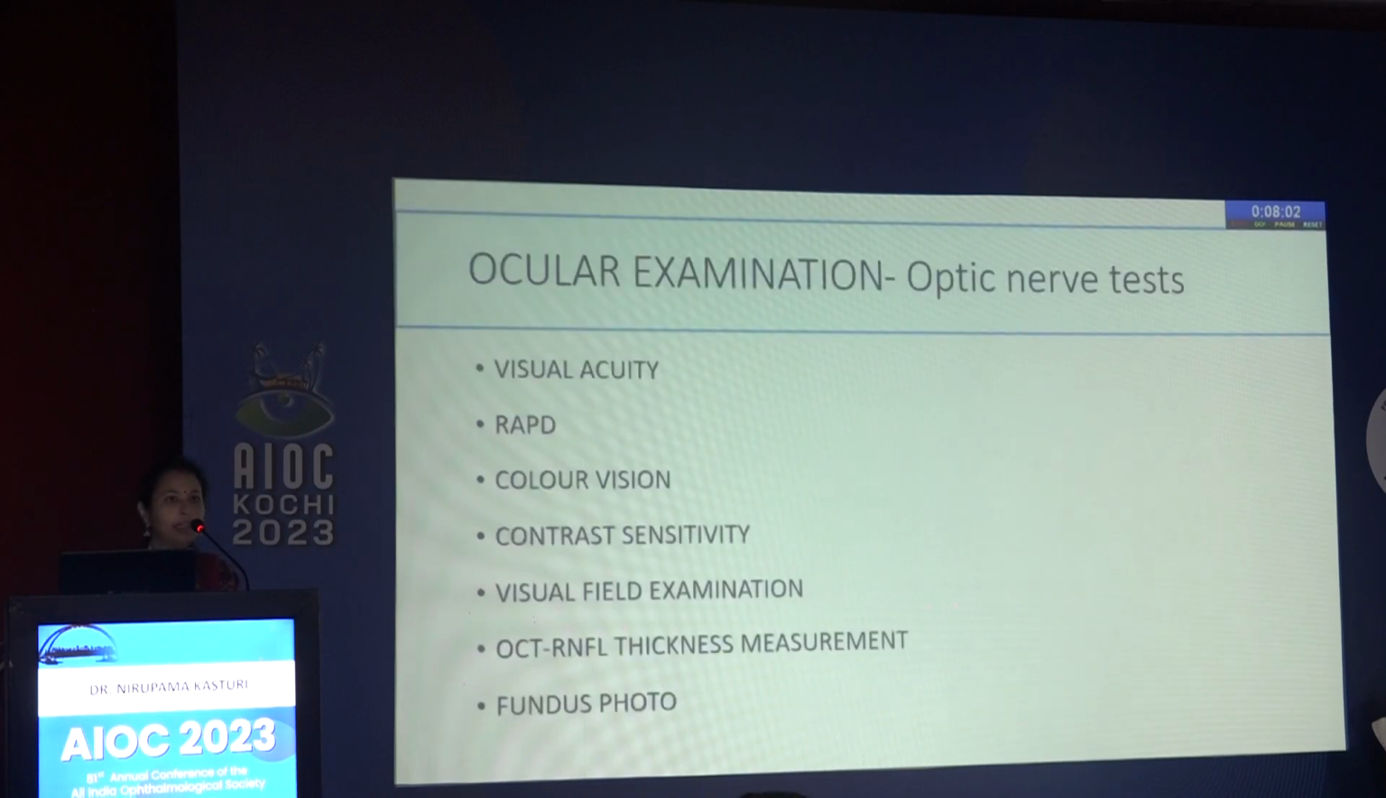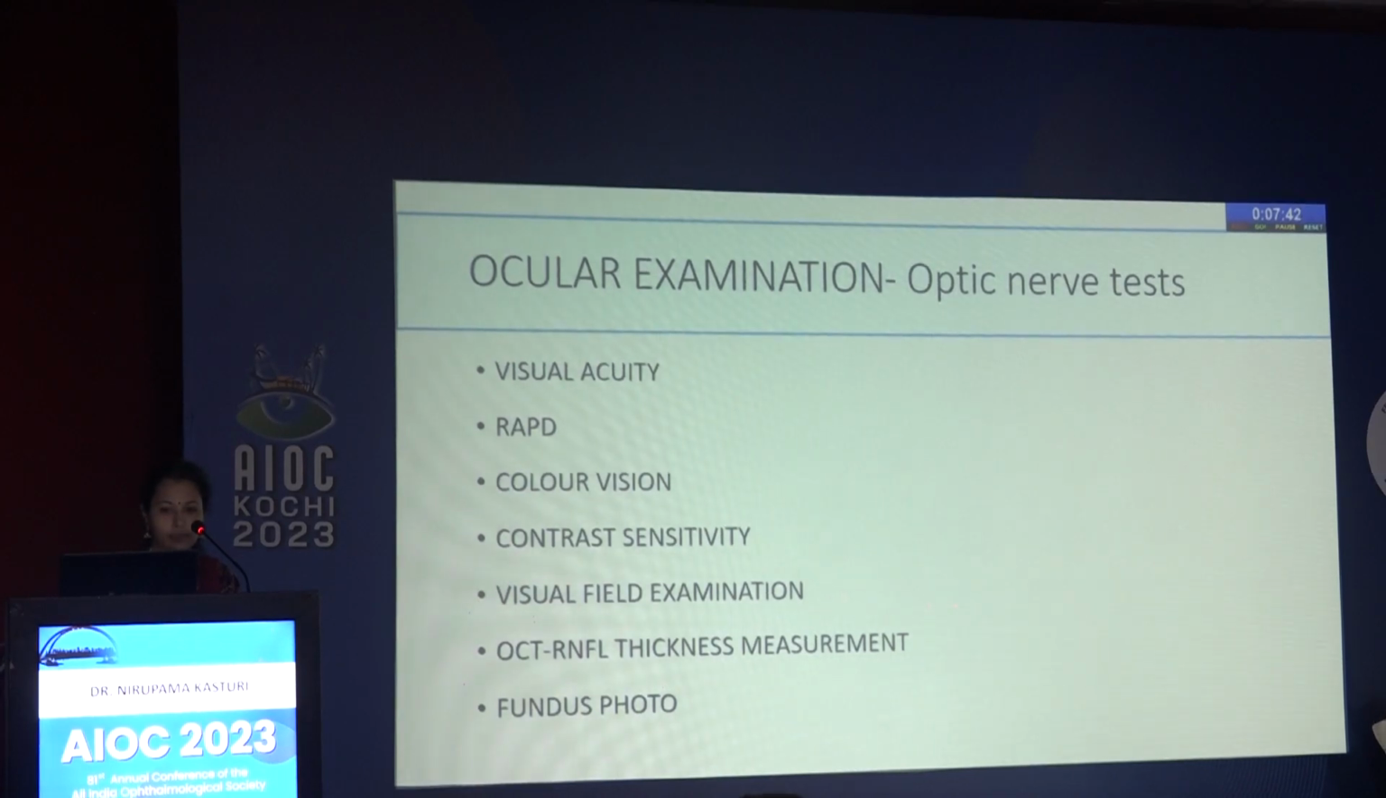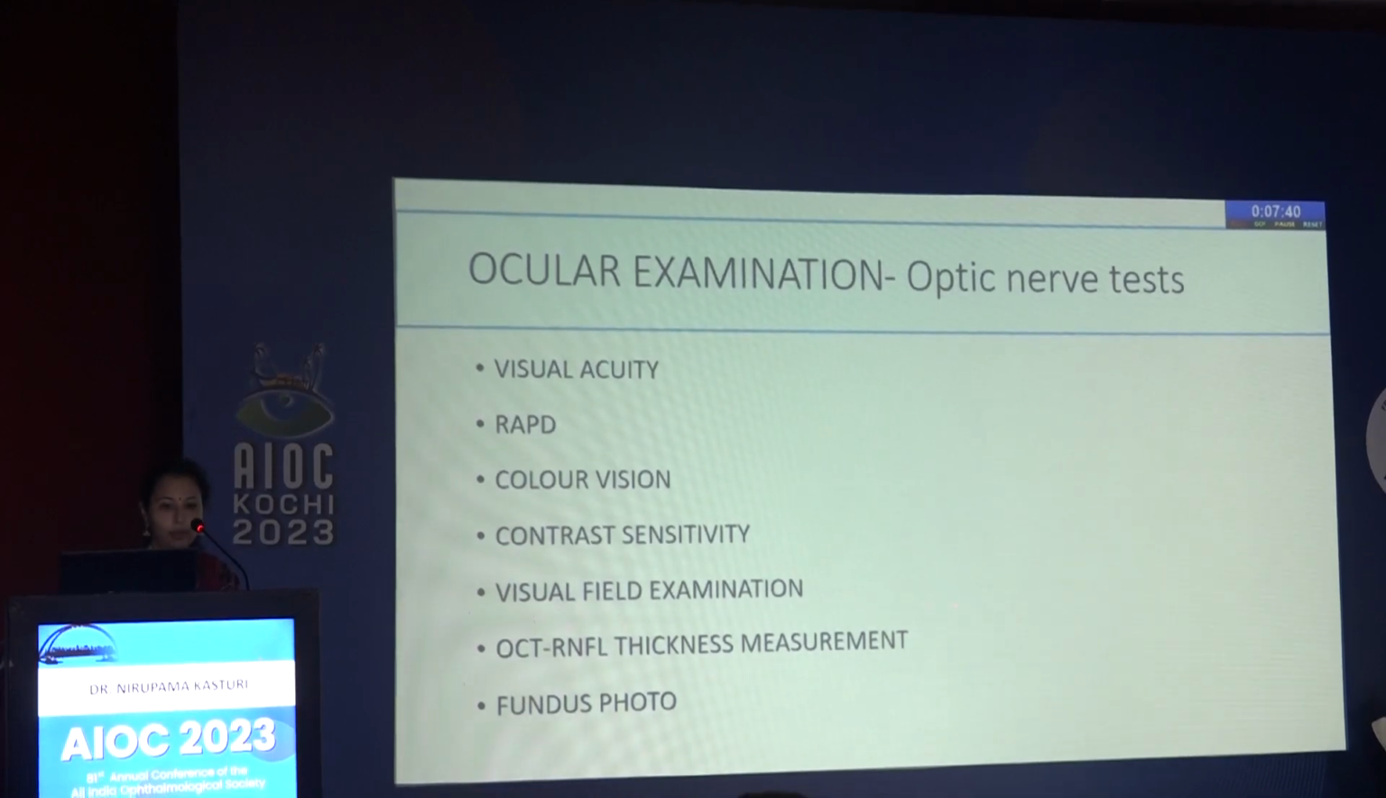So all the optic nerve evaluation tests should be done. So whenever there is a decrease in the visual acuity associated with a RAPD, that is relative afferent pupillary defect, or there is abnormality in the color vision, contrast vision, or the visual field testing shows visual field defects, and the OCT RNFL assessment also is abnormal, then we know that it is a true disc edema, and that helps us to differentiate from the pseudo disc edema or the pseudopapilledema.